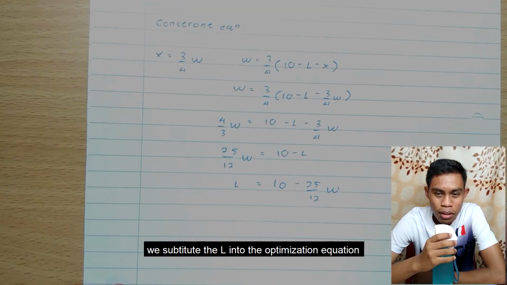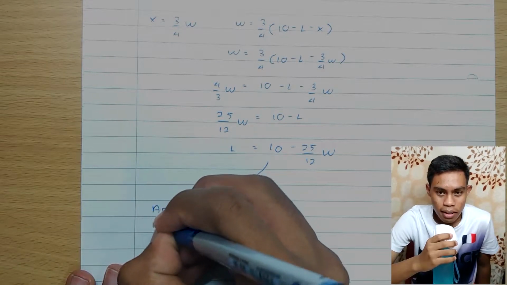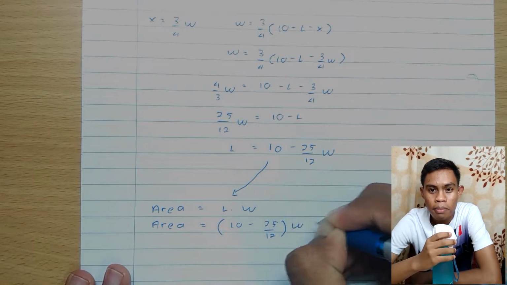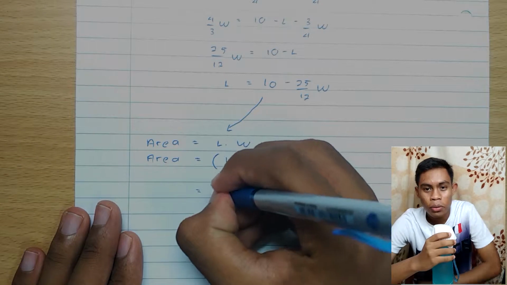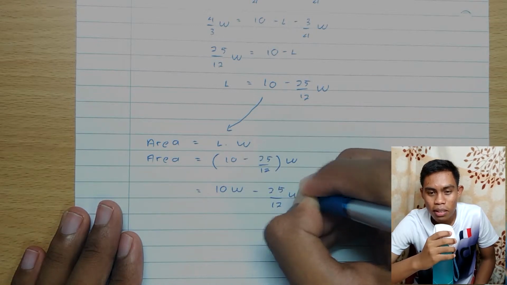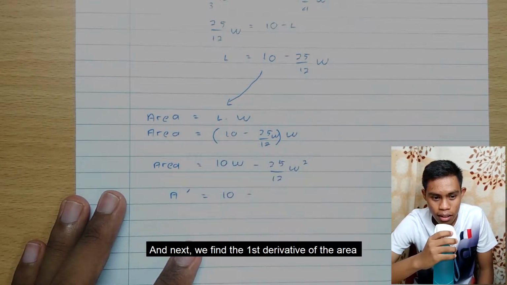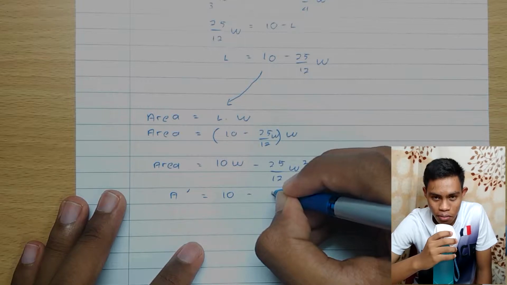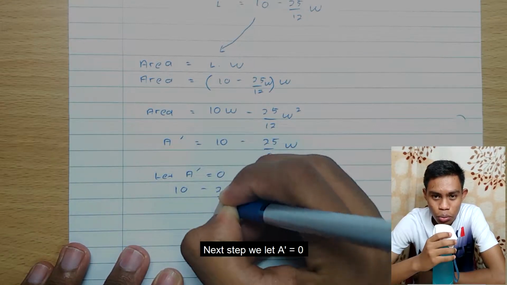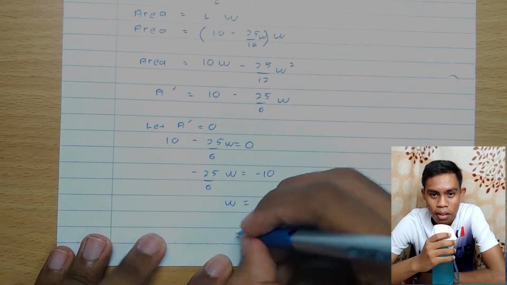And then we substitute L into the optimization equation, and we are supposed to get A equals (10 minus 25/12 w) times w. And we substitute and we bring in w, and we will get A equals 10w minus 25/12 w squared. And next we find the first derivative of the area, and we are supposed to get 10 minus 25/6 w. And next step, we let A prime equal to 0, and we will get w equals 12 over 5.